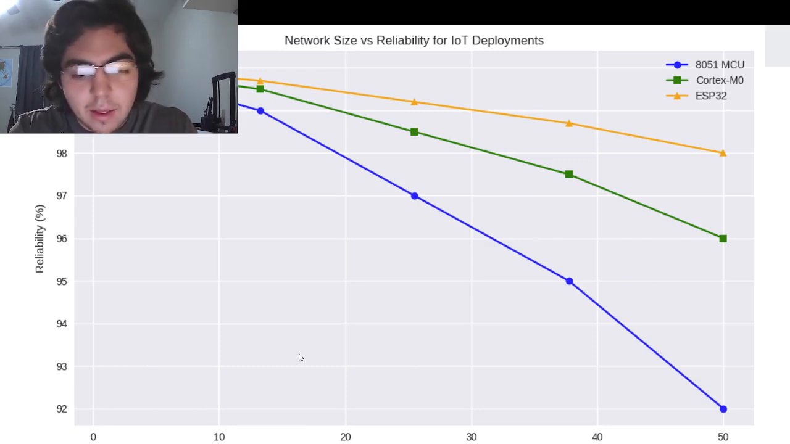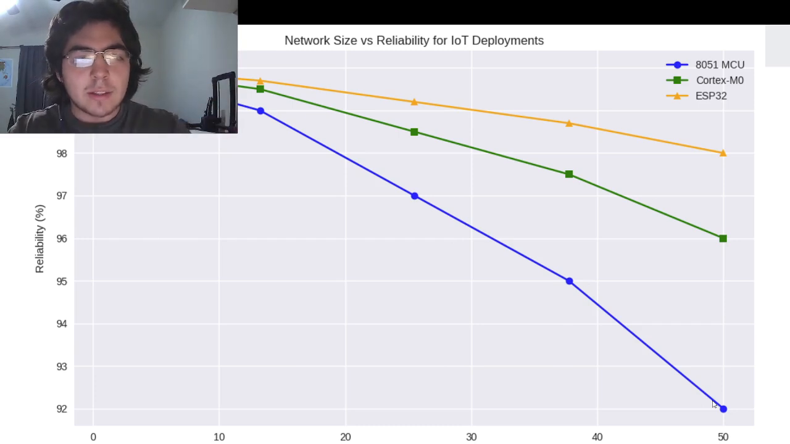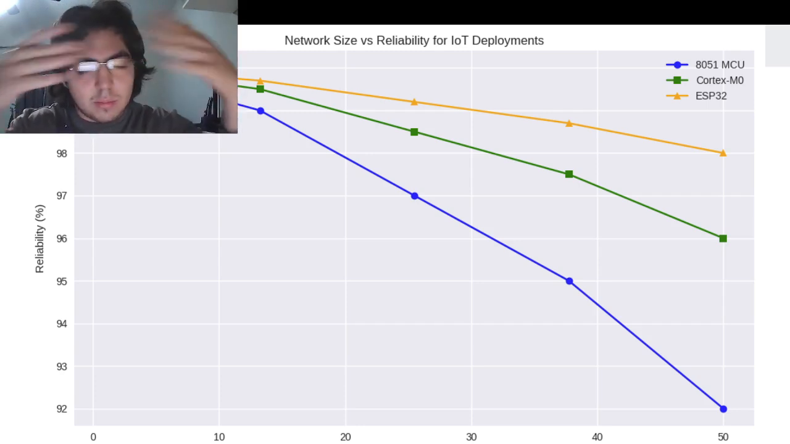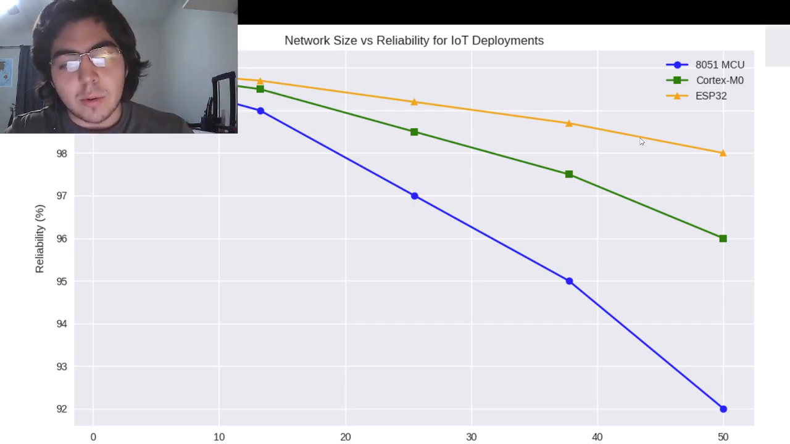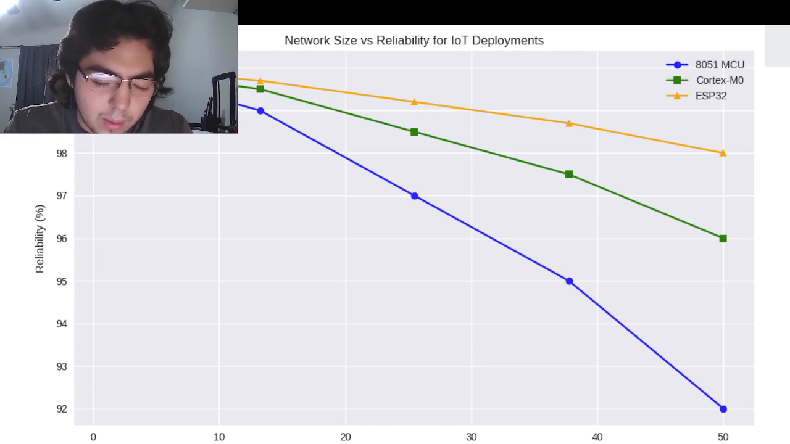As I said, as the number of nodes increases, they're going to be a lot less reliable. There's going to be so many that the central coordinator can't manage them all. You would need a lot more central coordinators, and then you would also need to manage a lot more central coordinators, and it would be a big mess. But the Cortex and the ESP don't have these issues, again, because they're a little more expensive, and they have higher reliability.